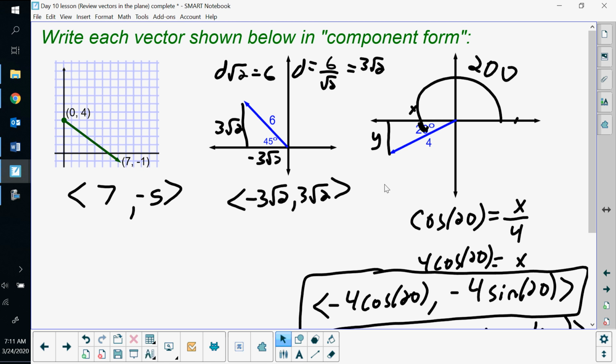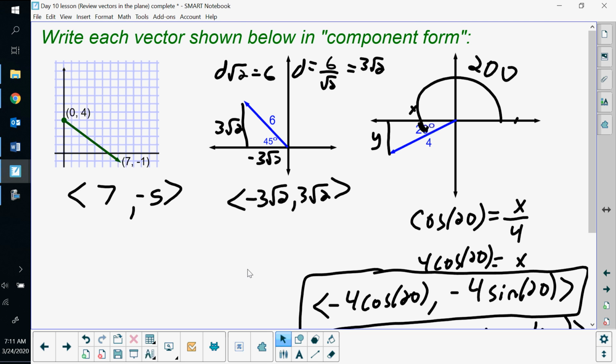And then the last one, say we've got a 20-degree angle, a reference angle in the third quadrant. The magnitude of that is 4. Well, we can set up our right triangle, and we could find the x part. We could just do cos of 20 is x over 4, so x is 4 cos 20. But it was in the third quadrant, so it should be negative, so you have minus 4 cos 20. Pretty much the same idea to find the y, we would just use sine, though. So that's one way you can write the component form.